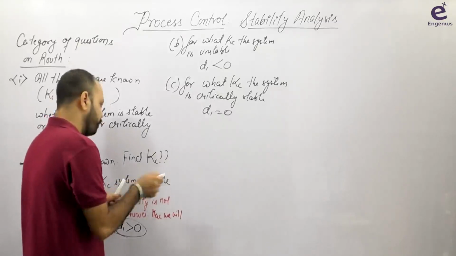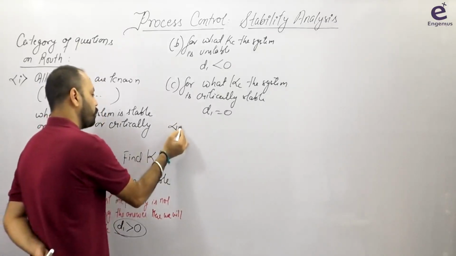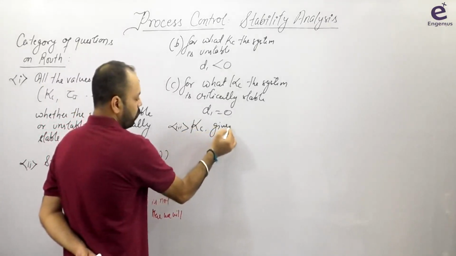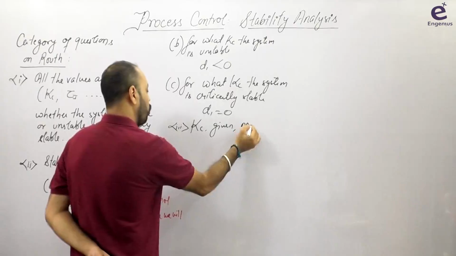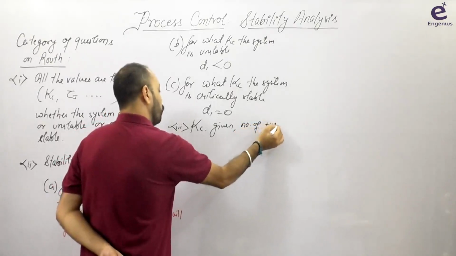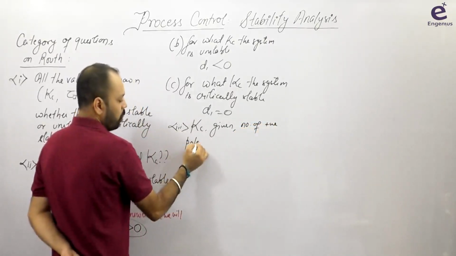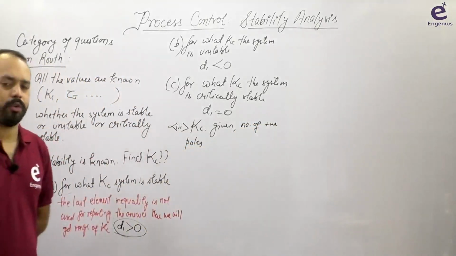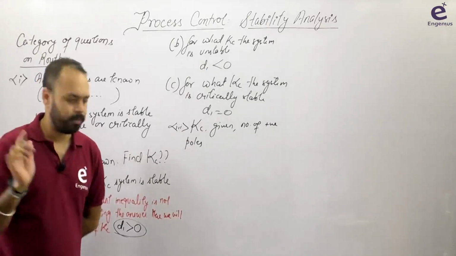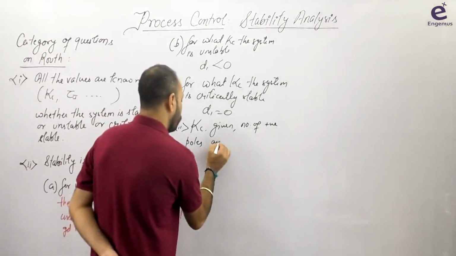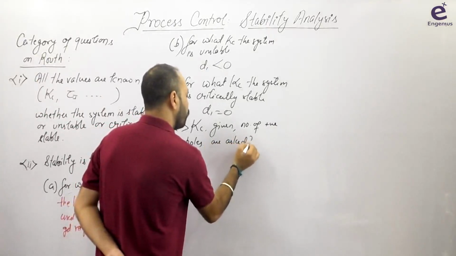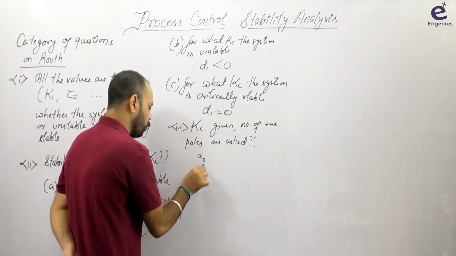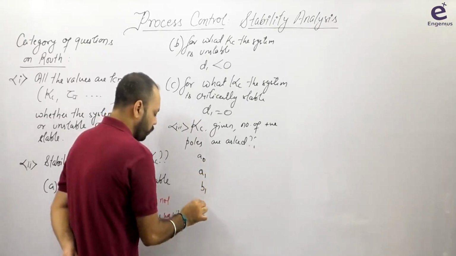Okay, third case. Third case can be Kc is given, okay, and number of positive poles are asked. Of course, I mean, see, if Kc is given, everything is given, and they are asking you how many positive poles are there. The system is definitely unstable. Number of positive poles are asked. How you are going to find? Consider the first column. A1, sorry, this was A0, A1, B1, C1, D.